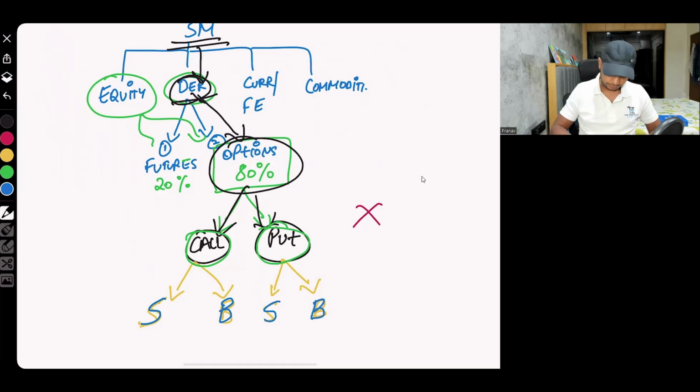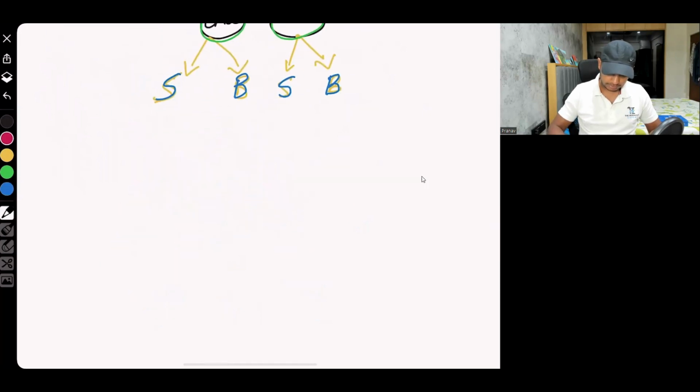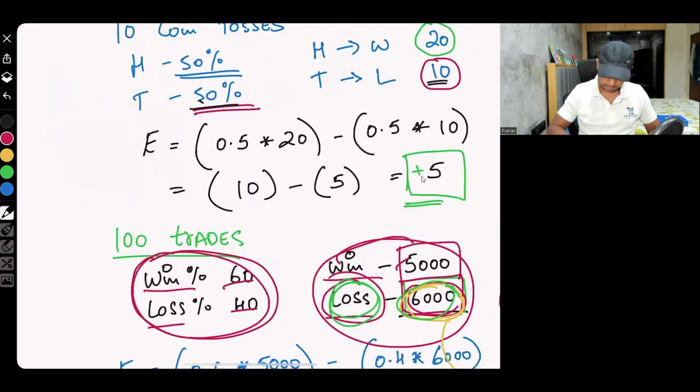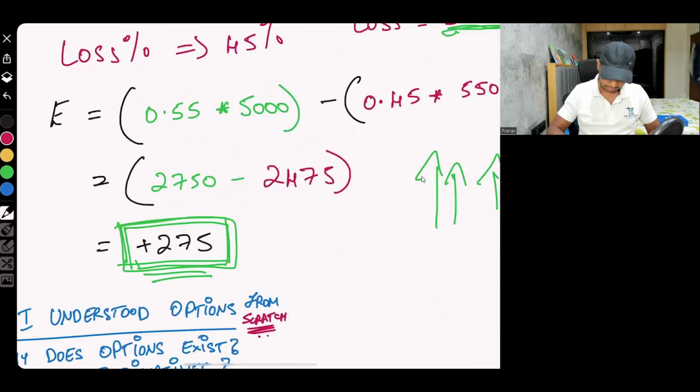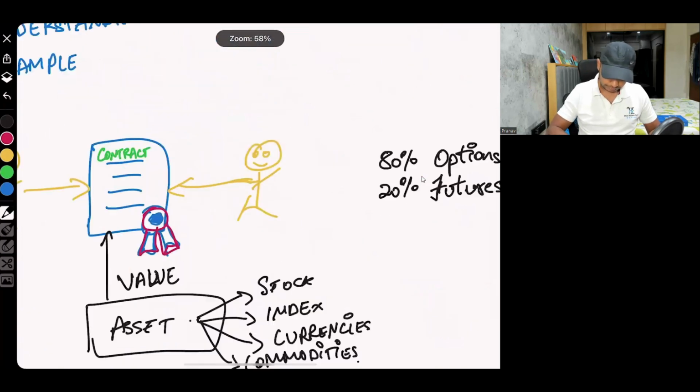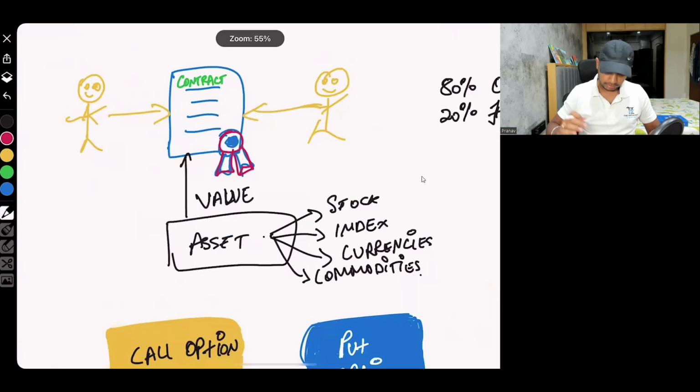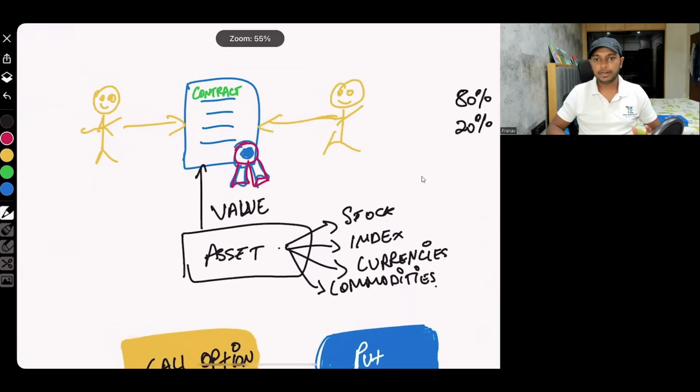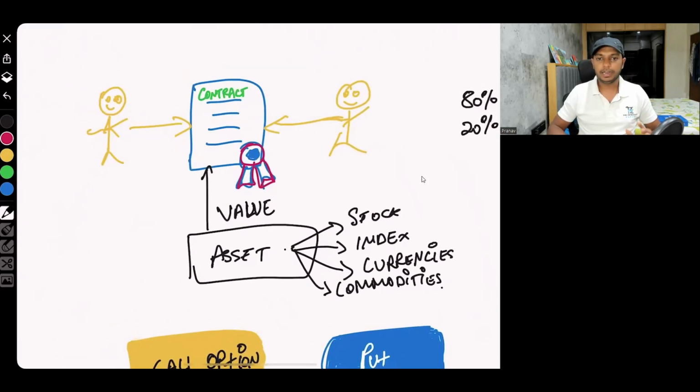So let's start with what exactly is derivatives. To help you understand what exactly is derivatives, I've created a small diagram over here. So derivative is basically any contract between two individuals where you can actually either buy or sell the underlying asset, and the value of this contract is dependent on the underlying asset. So the underlying asset could be a stock, index, currency, or a commodity.